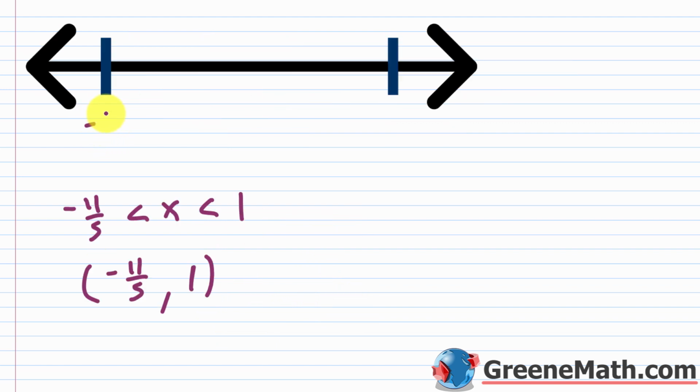So graphically, let's say this is -11/5. Let's say this is 1. And again, I'm going to use a parenthesis with each here to show that they're not included. You can always use the open circle. And then I'm going to shade everything in between. So x can be anything greater than -11/5 going up to and excluding +1.